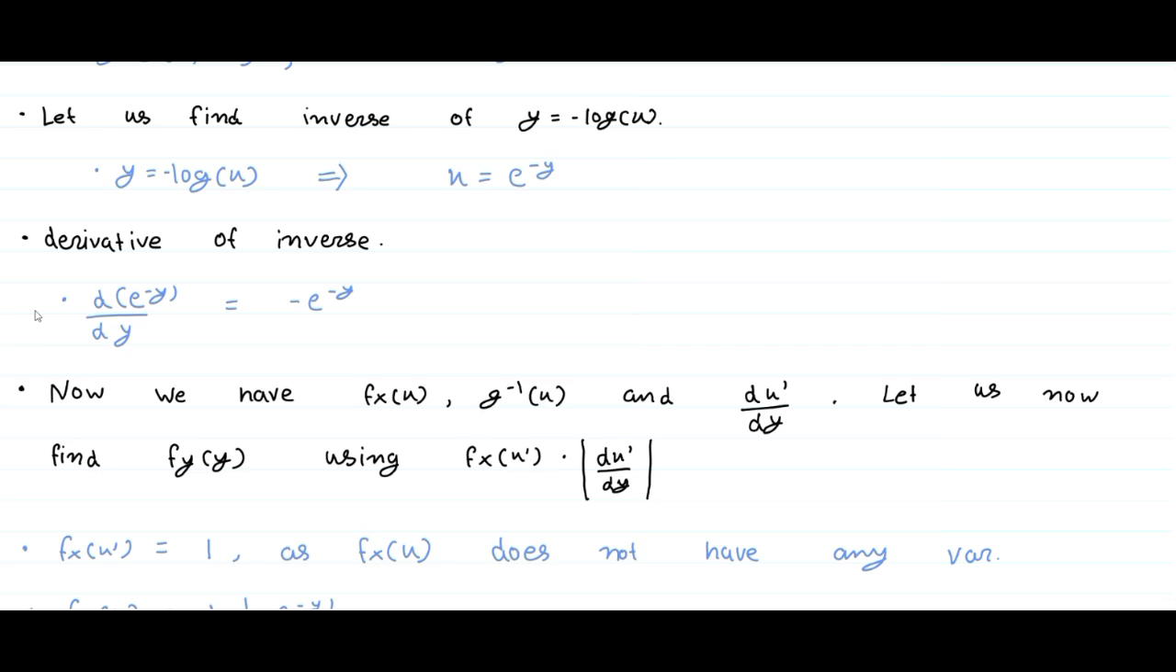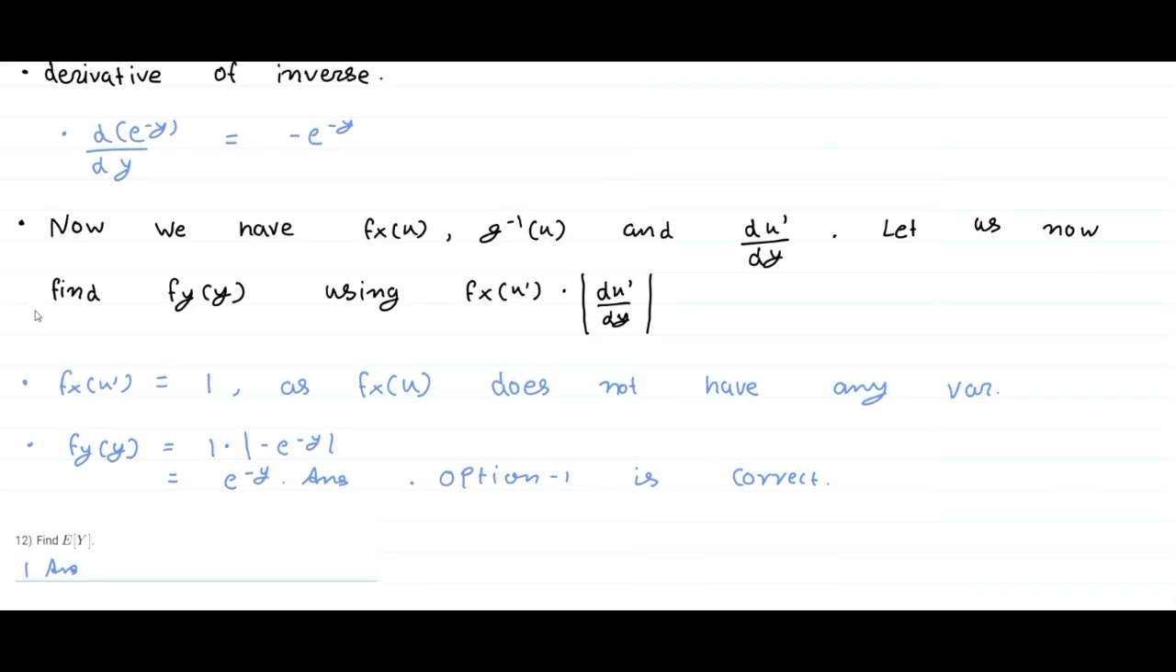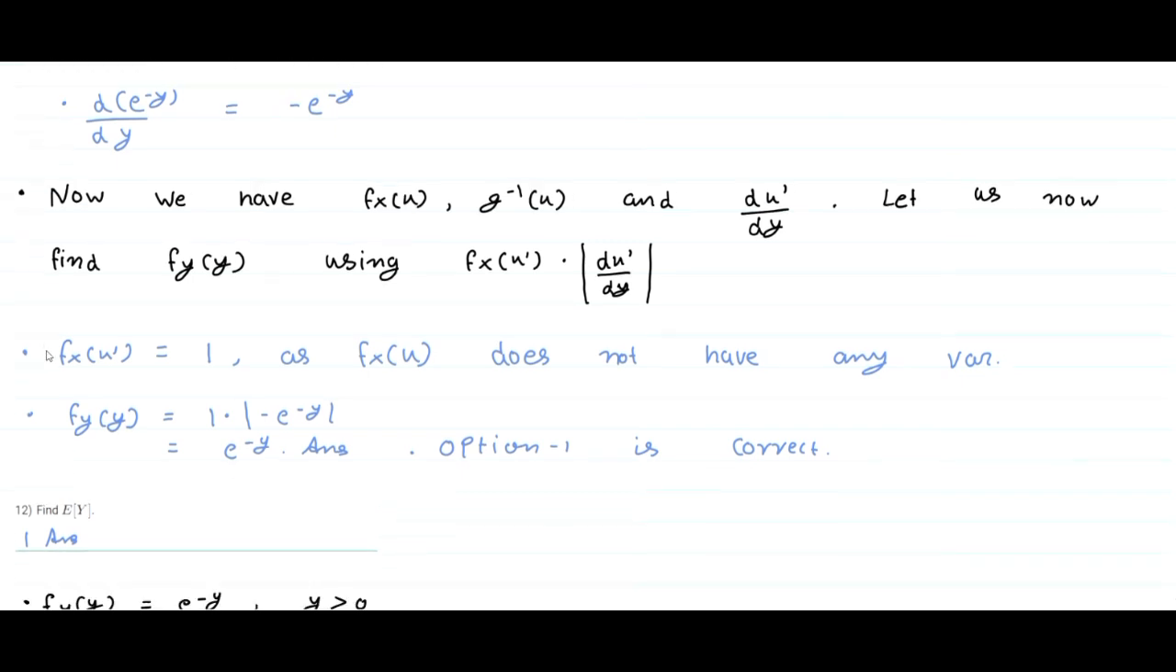Let us now find f_X of x prime. f_X of x prime will be equal to 1, as f_X of x does not have any variable in it. So the probability density function of y will be equal to 1 times the modulus of minus e to the power minus y, which is equal to e to the power minus y. Hence the probability density function of y is e to the power minus y, where y is greater than 0. Hence option number 1 is correct.